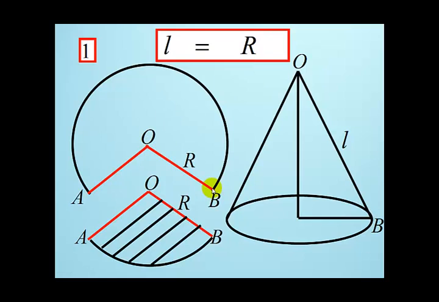Now let me go over this. This is what I want you to take note of about cones that are developed from sectors of a circle. L equals R, where L is the slant height of the cone formed, and R is the radius of the circle from which the cone was formed. The radius of the circle gives us the two sectors. So L is equal to R.